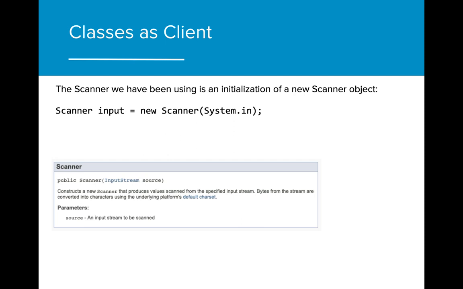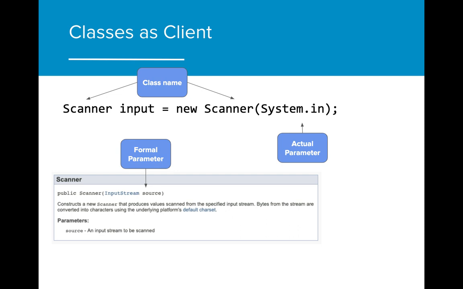As you can see, the constructor for scanner looks similar to the one we put together for rectangle. When we created a new scanner, we were instantiating a new scanner object that we could then use to read text that is input to the console. The class name scanner is identifying the class type for the variable input and is being instantiated by the keyword new. The formal parameter for scanner is an input stream, and the actual parameter that we are using is system.in.